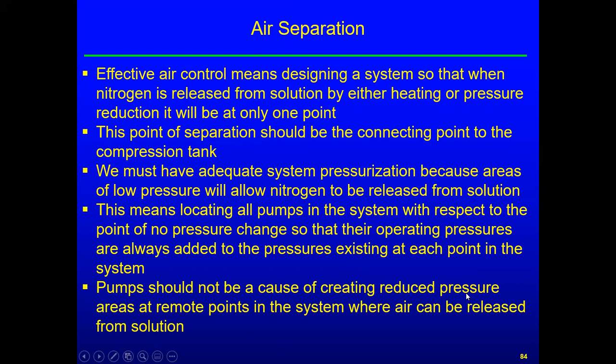This means locating all pumps in the system with respect to the point of no pressure change so that their operating pressures are always added to the system pressures existing at each point in the system. Pumps should not be a cause of creating reduced pressure areas at remote points in the system where air can be released from solution. So that's getting that compression tank on the suction side of the pump close to the pump.